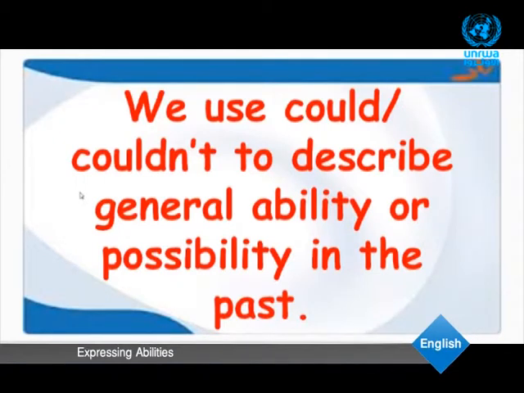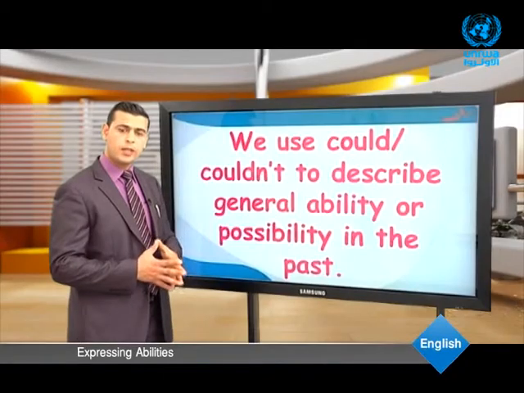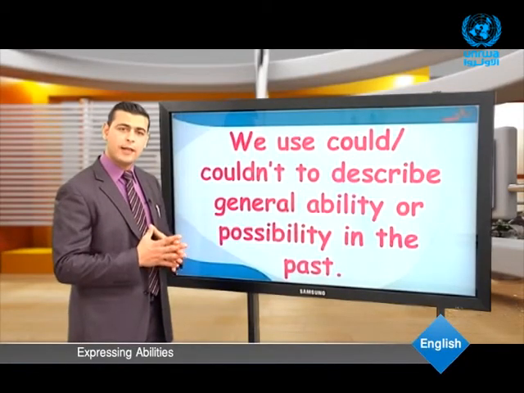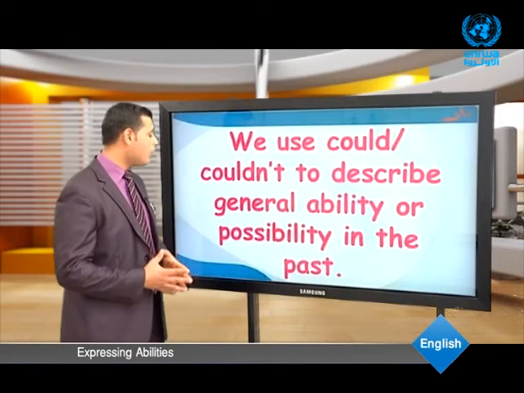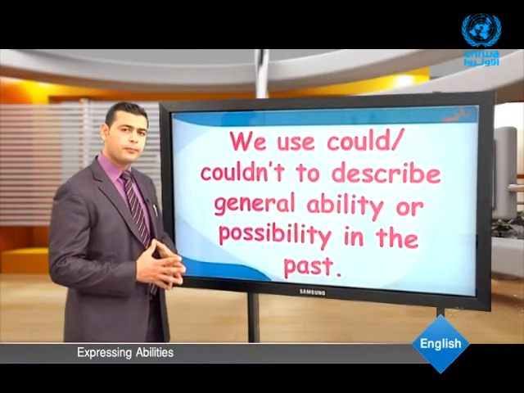Let's move together. We use could or couldn't to describe general ability or possibility in the past. Here, why do we use could and couldn't? Again, we use could or couldn't to describe general ability or possibility in the past.